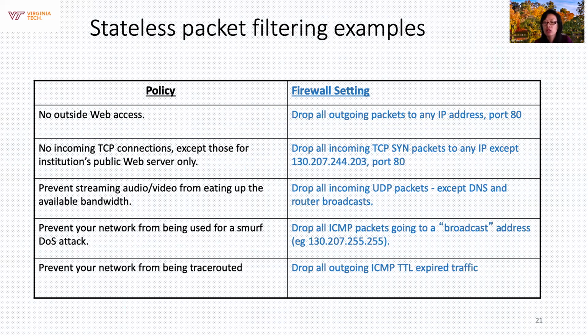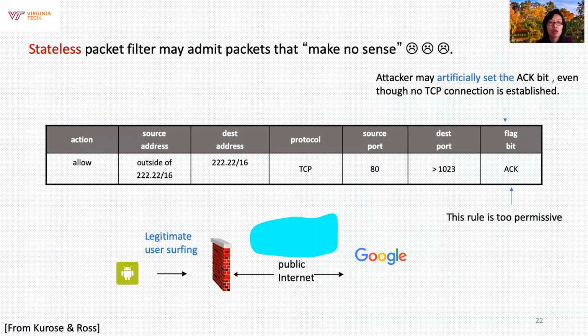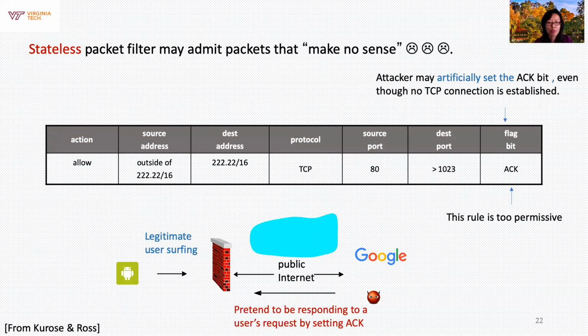Stateless filtering has some other examples. You can inspect different aspects of the headers. These firewalls usually inspect headers. They don't do deep packet inspection. They don't look at the payload of the application layer. As I said, the ACK bit can be forged, right? It's just a bit in the traffic, and anyone can set it to 1. So an attacker can pretend to be responding to an earlier request of the user, but it's not really part of any ongoing session, and that traffic would be allowed.